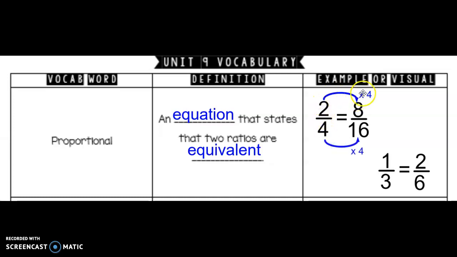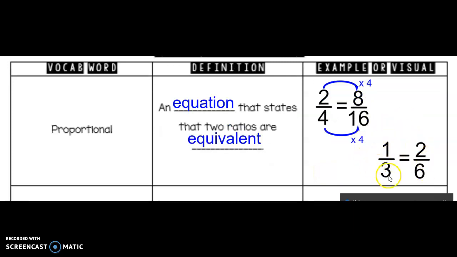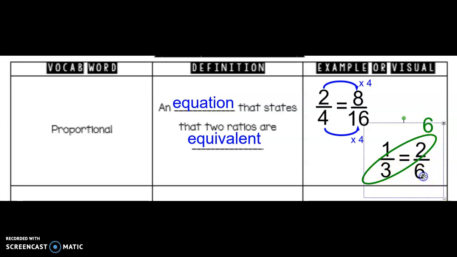My numerator is multiplied by 4 to get my new numerator. My denominator is multiplied by 4, the same number, to get my new denominator. Another example of a proportion, we have 1/3 and 2/6. Another way we can check for proportionality, if we can't multiply by any obvious whole number, is to multiply across. 3 times 2 is 6, and 6 times 1 is also 6. Because 6 is equal to 6, we know this is also proportional.